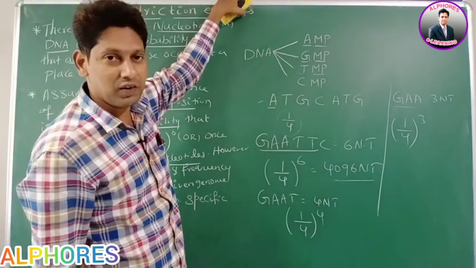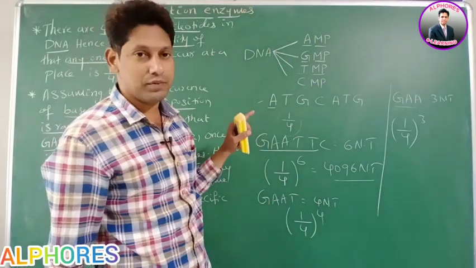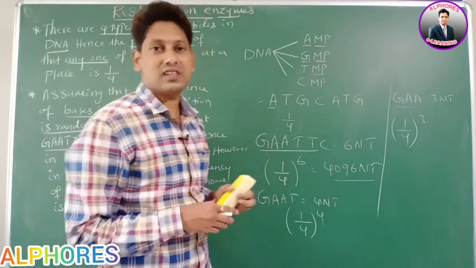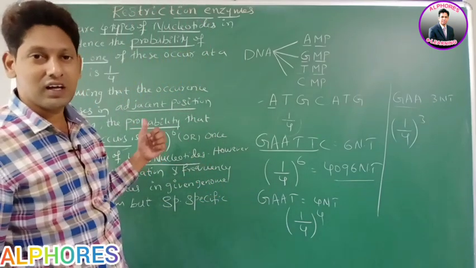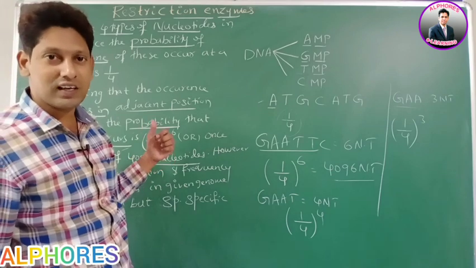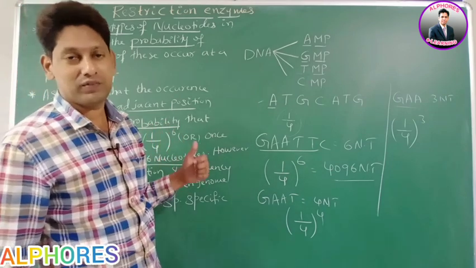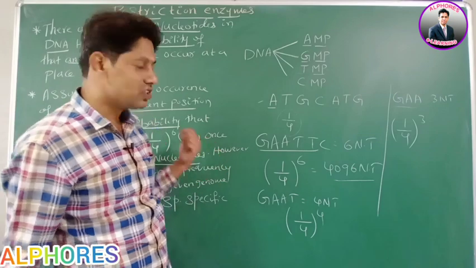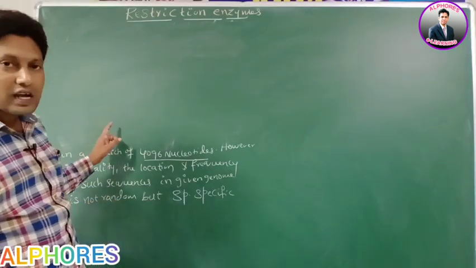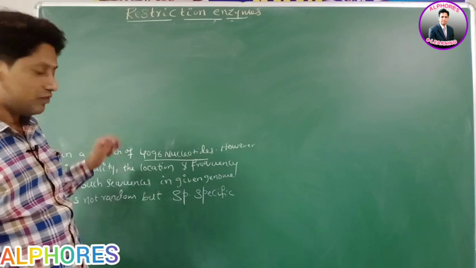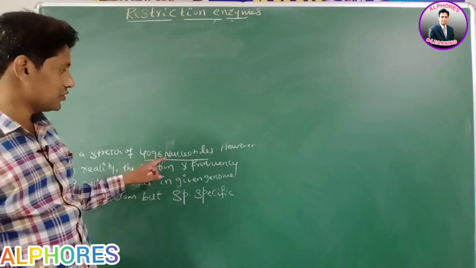1 by 4 to the power of 3. Therefore, the GAATTC sequence repeats for every 4096 nucleotides. Listen here, this GAATTC sequence occurs for every 4096 nucleotides.